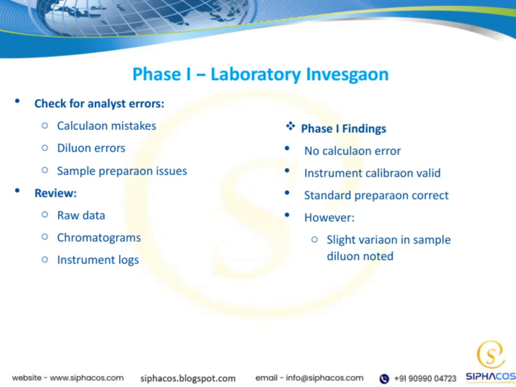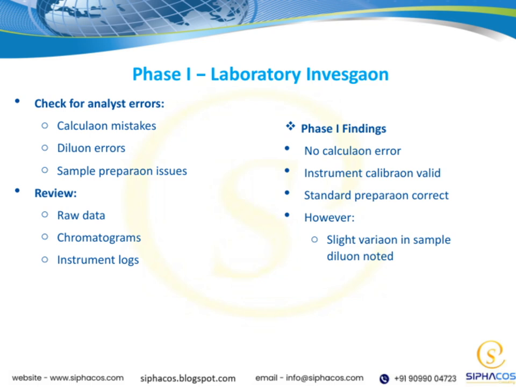Let's go through the key findings from Phase I of our investigation. First, it's important to note that there were no calculation errors identified, which is a good sign that our data handling was accurate. Additionally, the instrument calibration was confirmed to be valid, meaning the equipment was functioning correctly during these tests. The standard preparations also appear to have been correct, so we can rule out issues with our reference standards. However, despite these positive points, we did observe a slight variation in sample dilution. This is something we need to consider carefully, as even small deviations can impact the results.